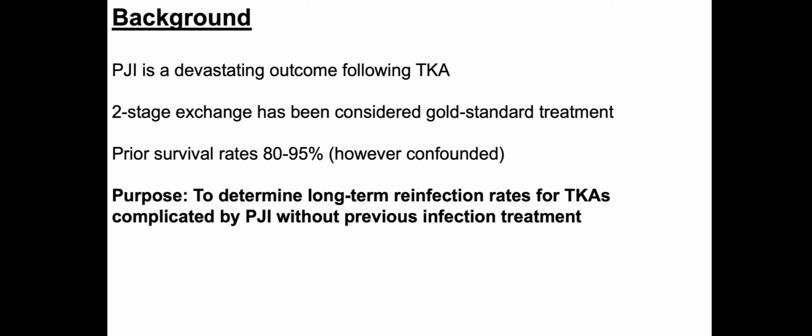joint infection. There's been a lot of variable rates reported in literature describing how well patients do following this treatment for a joint infection and how many of these never develop a subsequent infection or some sort of complication requiring revision surgery. So these rates range from about 80 to 95%. However, a lot of these studies that reported this range in the past have been confounded and don't have much data on previous treatments for these patients that were included in their studies.